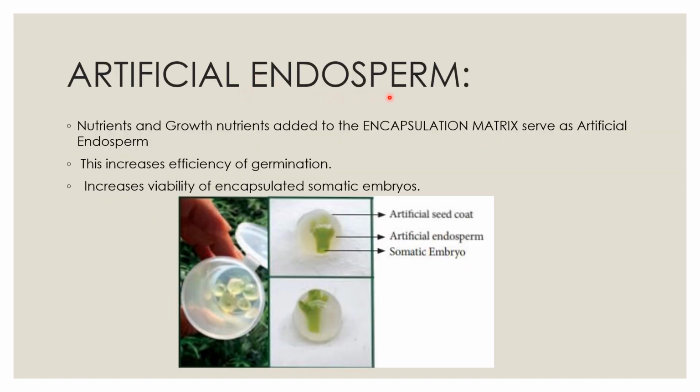The artificial endosperm means the encapsulating matrix serves as an artificial endosperm. This encapsulation matrix consists of nutrients, and growth nutrients are added to it. It may increase the efficiency of germination and also the viability.